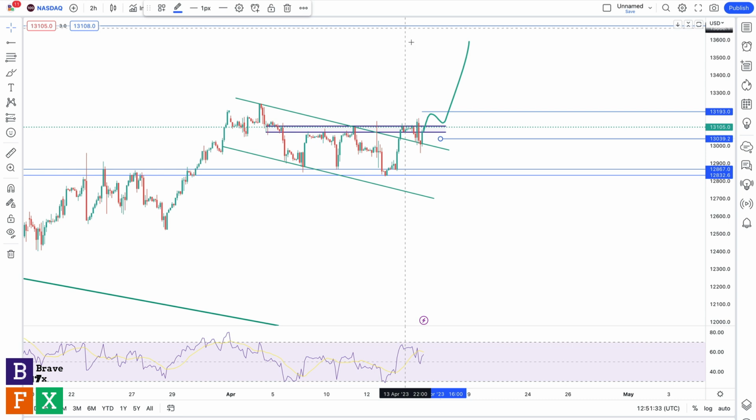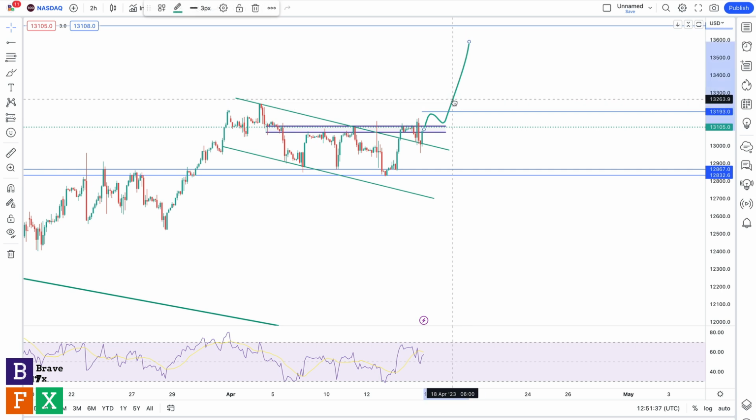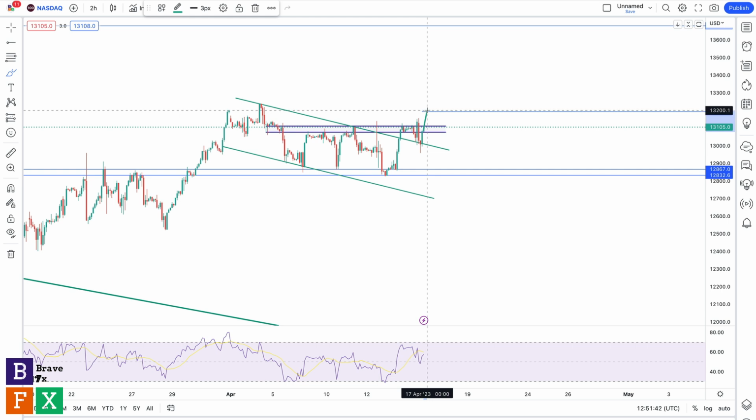You get the point. Alternatively, we might not get a retest. So alternatively, I'm just going to wait for a breakout, just to be sure that it's not going to be a fake out. I'm going to wait for a consolidation, which signifies a bullish continuation pattern, and a bullish breakout from that consolidation, which is going to be my signal to go long on Nasdaq, right?